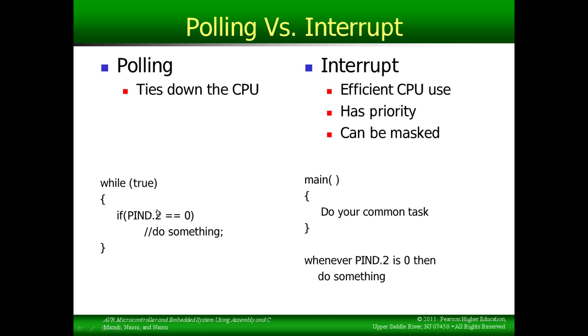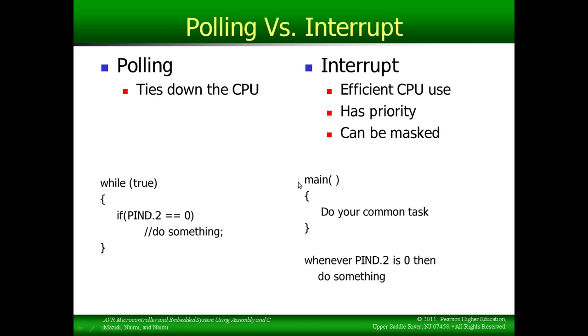So here is an example of polling. We have the while loop that goes forever that the microcontroller executes. Inside that loop there is a check to see if some condition is met, and if that condition is met, then we'll execute specific code or special code for that subsystem. And then we would go on and check the next one and the next one.